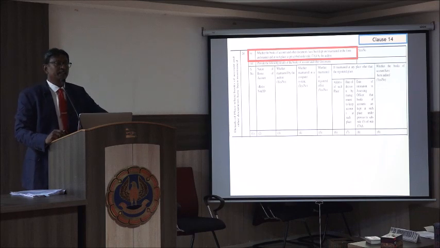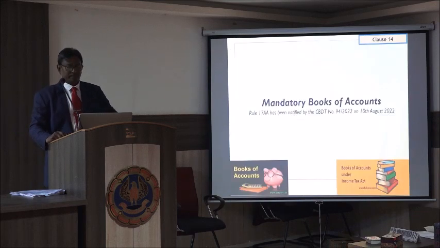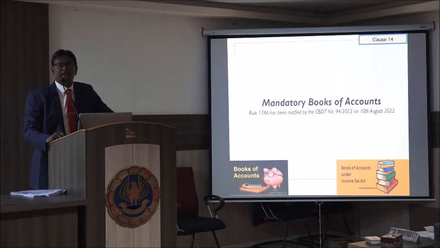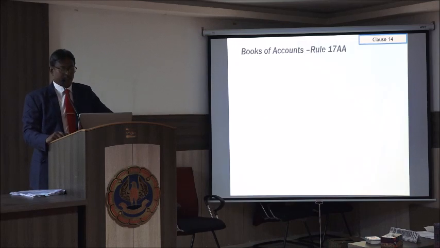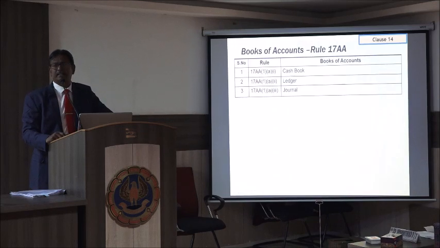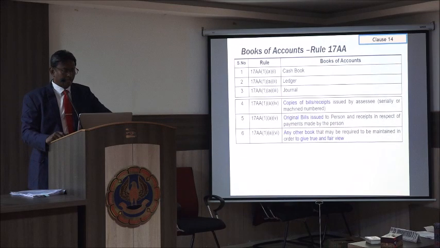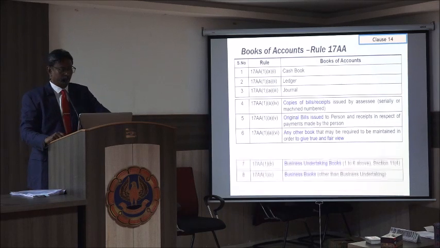Details of the place where the books of accounts are maintained. Now, what are the mandatory books to be maintained under clause 14? They have given a detailed list: cash book, ledger, journal, copies of bills and receipts, original bills which are received for the expenditure made, and any other book which gives a true and fair view.